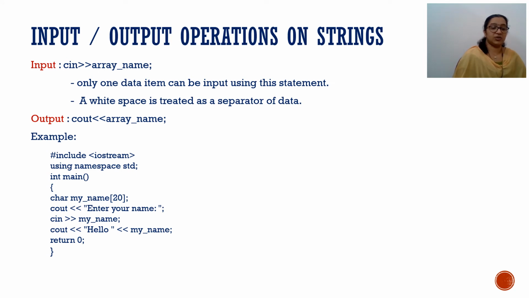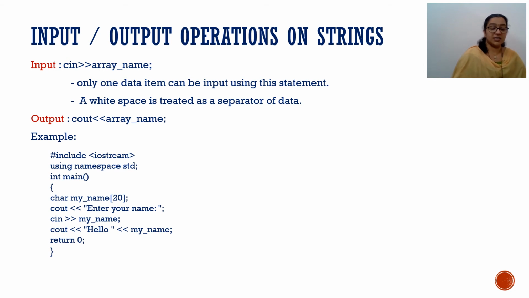#include <iostream>, using namespace std, int main. The program begins here. Character myname of size 20, so 20 blocks are created at compilation time. cout "Enter your name" is the prompt given for entering the name. Then cin myname. The cursor waits there for the user to enter the name. After entering the name and pressing the enter key, the next statement executes: cout "Hello " then myname. So we get hello, one space, then what is stored in myname.